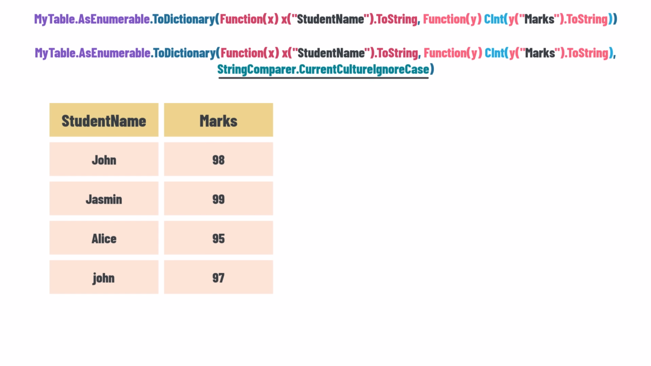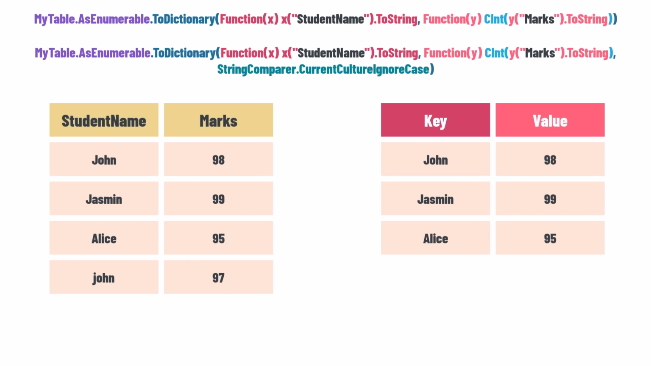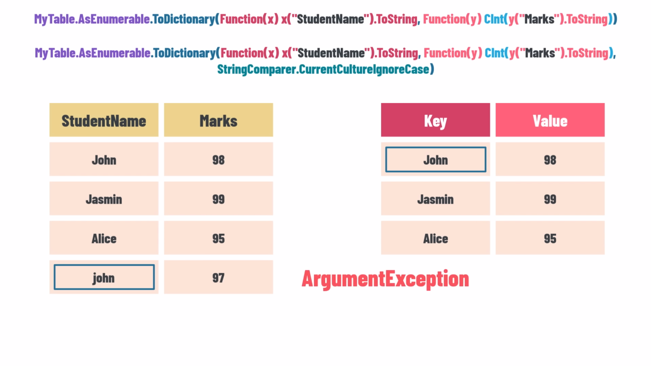Here I used current culture ignore case comparer. You have to know that the comparer will be performed on the keys only, not on the values. The query starts converting the rows into a dictionary. The first three rows are converted as follows. Now we are at the fourth row, where we have the name John again, but with a lowercase j. Because we are using the current culture ignore case comparer, this John is considered the same as the John already present in the dictionary. Here's where we face a conflict, because we have a duplicate key. So, an argument exception will be thrown.